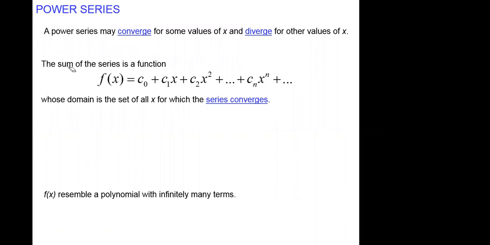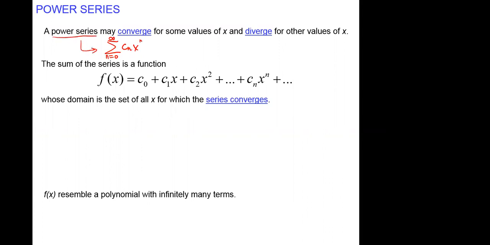So now the sum of the series is a function, a power function, and it looks like that. But we can only name this a function if we talk about the set of x for which this series is convergent. One more time, we have a power series, c sub n, x to the power of n.